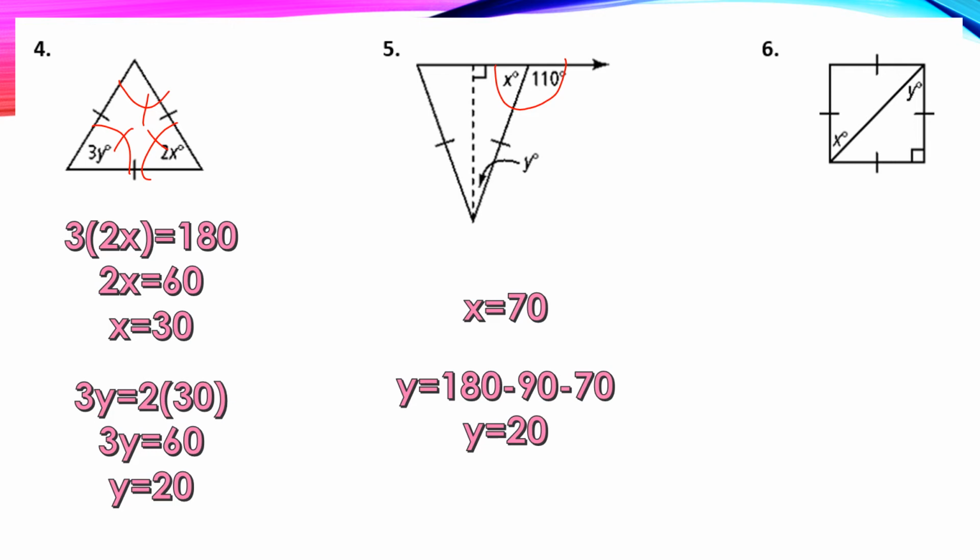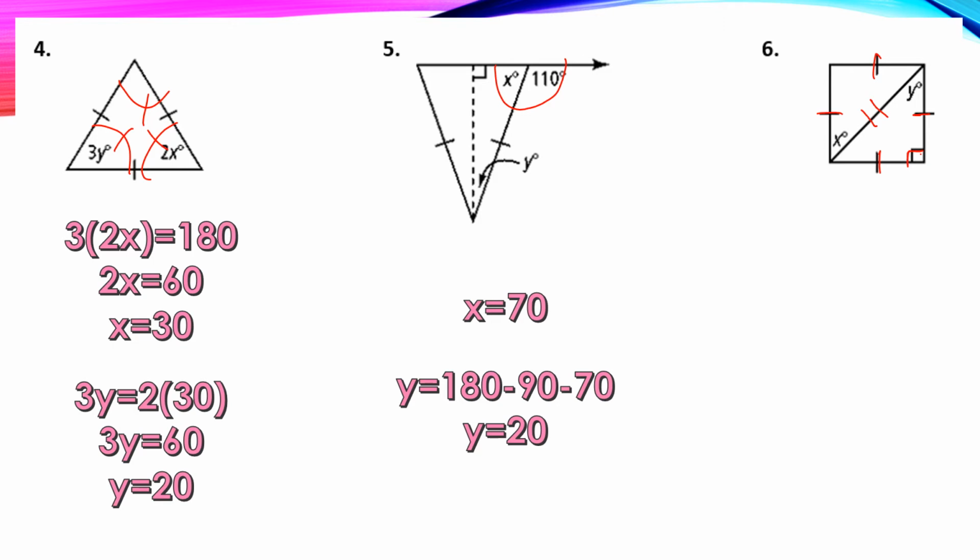And then for number 6, so this is not as tricky as it looks. So we know that these are isosceles triangles, okay? And this is reflexive, so that would be congruent to itself. Now, if we know that this is 90, this is obviously a square.